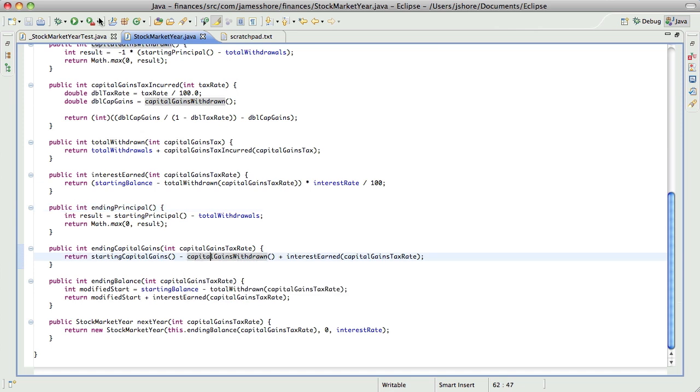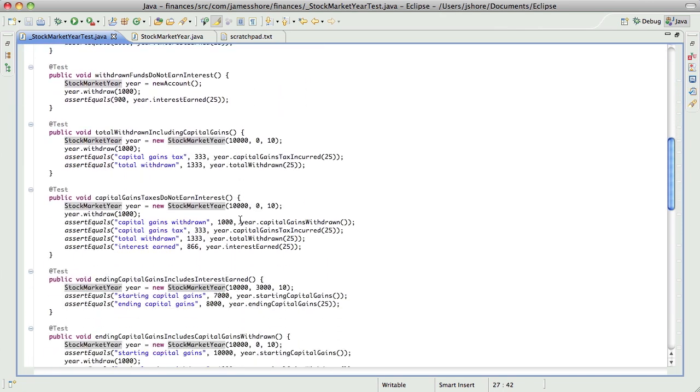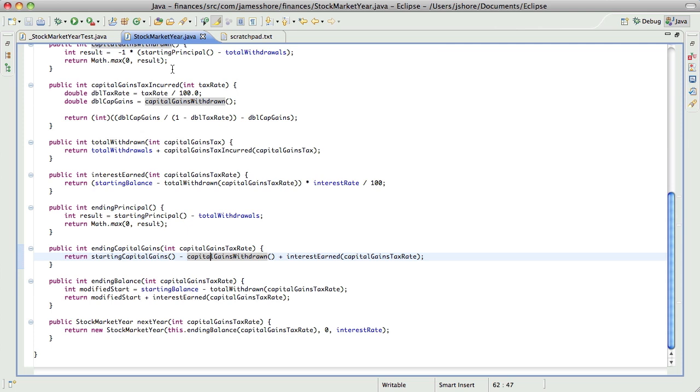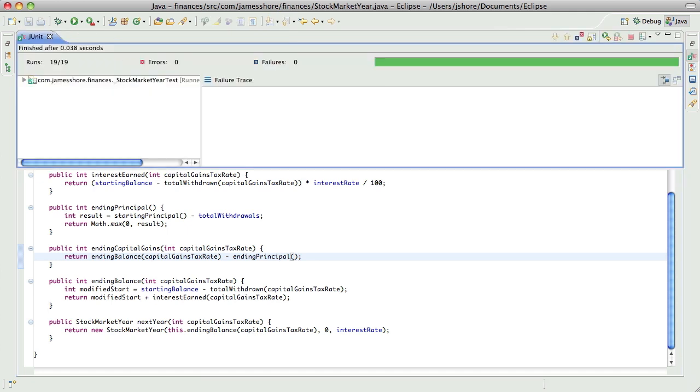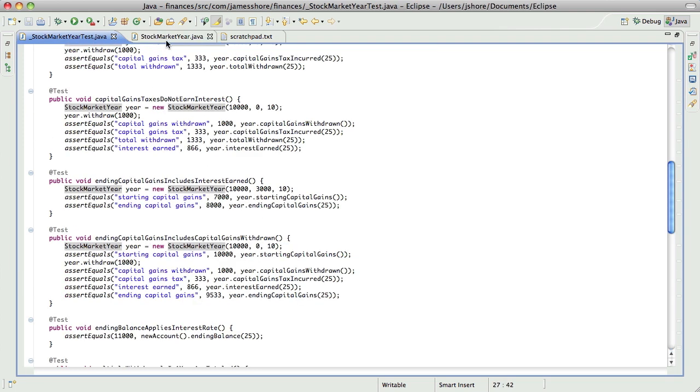But one thing I realized as I was working on this is that I don't really care about the ending capital gains. I'm not sure why I started writing code around that. It does concern me a little bit that the code doesn't work, but I actually don't care that much about this value. Ending capital gain should be ending balance minus ending principal. So if this works, this is just a different way of solving the same problem. And that works, so I don't know what was wrong with what I was doing before. But the other thing is I don't think I care about ending capital gains. I need to know the ending principal, but not the ending capital gains. So I'm going to take that out.